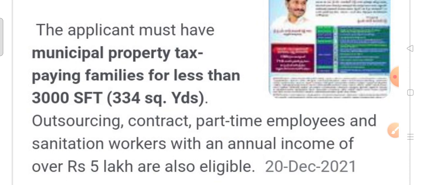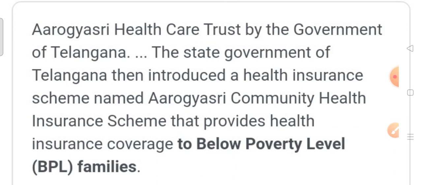Okay, Arogyasri Health Care Trust by the Government of Telangana. The state government of Telangana then introduced a health insurance scheme named Arogyasri Community Health Insurance Scheme that provides health insurance coverage to below poverty line (BPL) families. You got it? Again, the state government of Telangana introduced a health insurance scheme named Arogyasri Community Health Insurance Scheme.